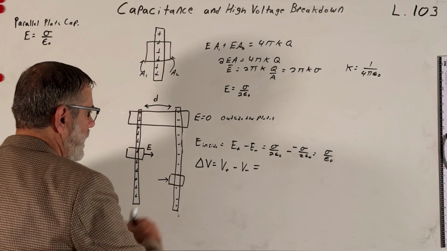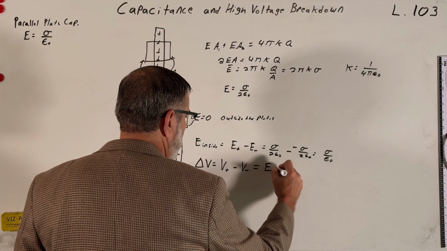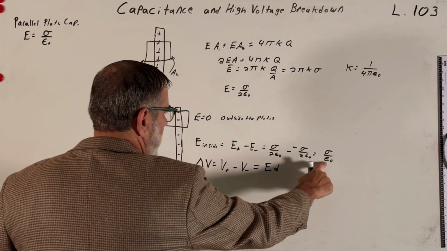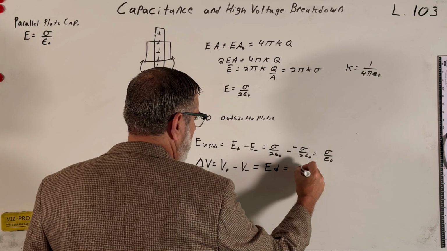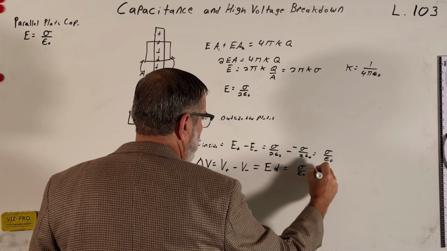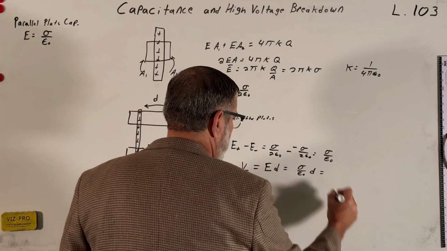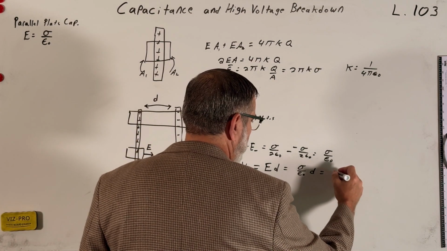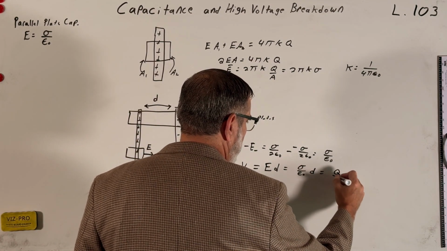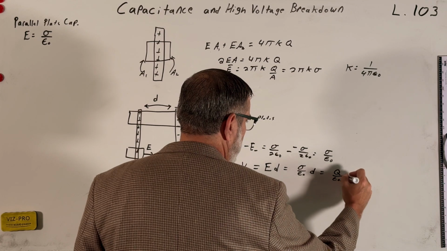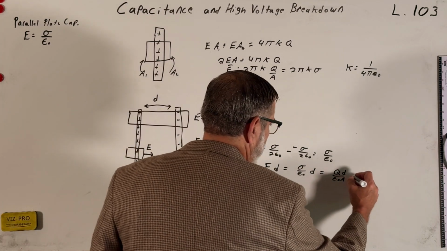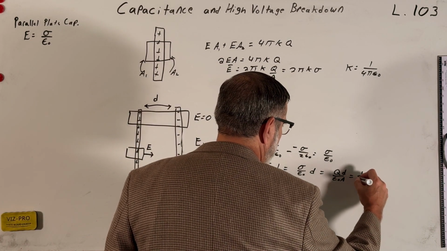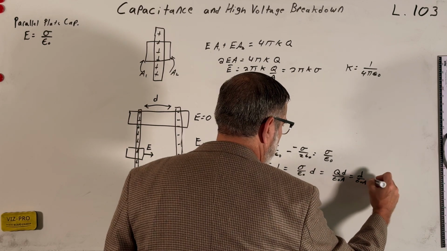So to calculate the potential, we just need the field times the distance. But the field we have from here, that's just equal to sigma over epsilon naught times the distance. And sigma is just charge per area, right? So I'll write this as Q over epsilon naught A times D. I'm just going to rearrange things a little bit. I'm going to write this as D over epsilon naught A times Q.